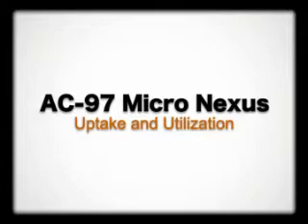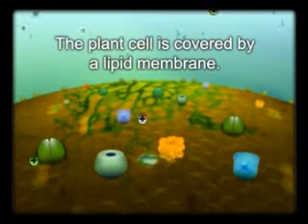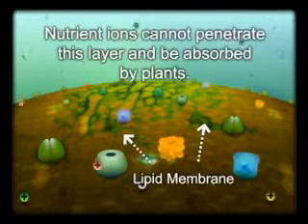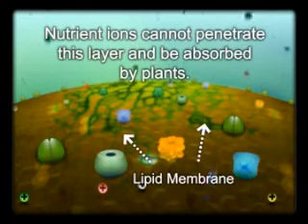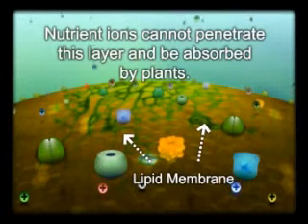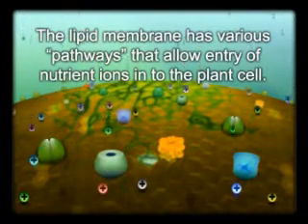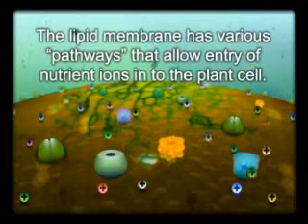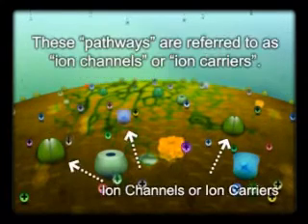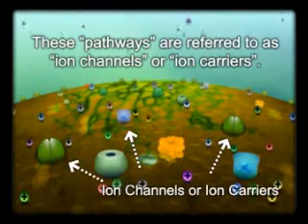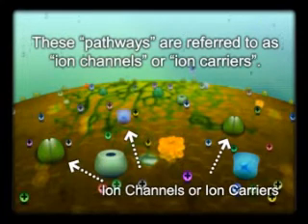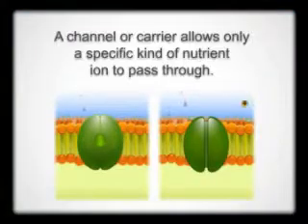AC97 Micronexus Uptake and Utilization. The plant cell is covered by a lipid membrane. Nutrient ions cannot penetrate this layer and be absorbed by plants. The lipid membrane has various pathways that allow entry of nutrient ions into the plant cell. These pathways are referred to as ion channels or ion carriers. A channel or carrier allows only a specific kind of nutrient ion to pass through.